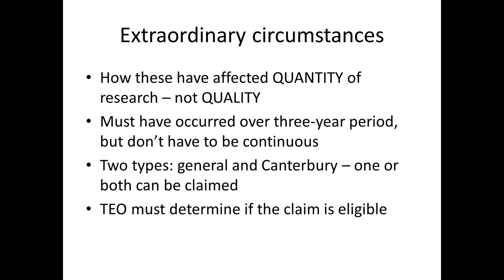One of the most important things to realise here is that it's about how any extraordinary circumstances may have affected the quantity of research and not the quality. They must have occurred over a three-year period, but it doesn't have to be continuous. There are two types, general and Canterbury, and one or both can be claimed. It's down to the TO to determine if that claim is eligible. Just note again, this is now scored at the holistic and not the preparatory score stage of the assessment.